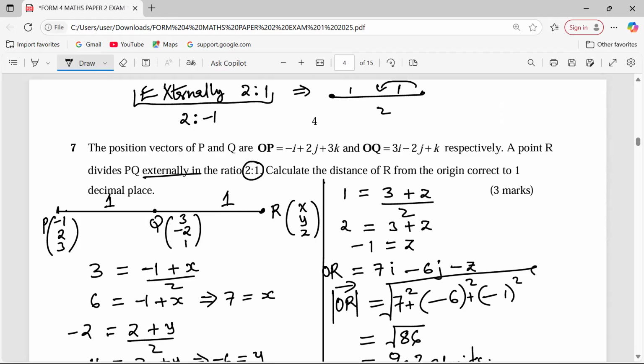When that negative appears, it means it is an external division. Assume you had been told ratio 5:2, or externally in the ratio 5:2. It means from P to where R is, we are moving 5 units, then backwards for 2 units. At the end of the day, if Q is here, then we'll be having 2 and the 3 remains here. So that's how I want you to get used to the splitting of the ratios, more so when it is negative or when it is an external division.